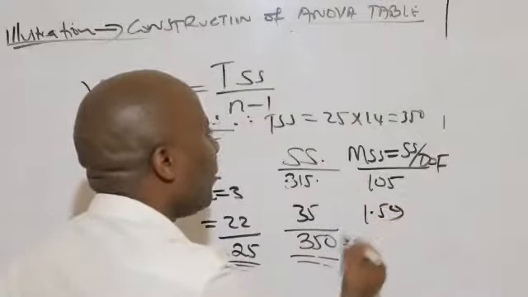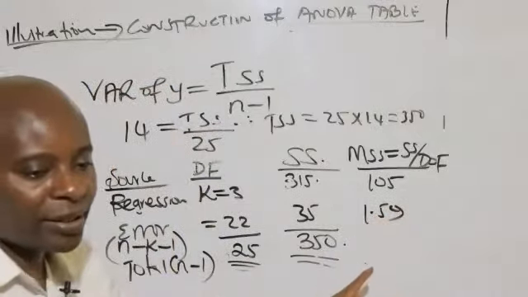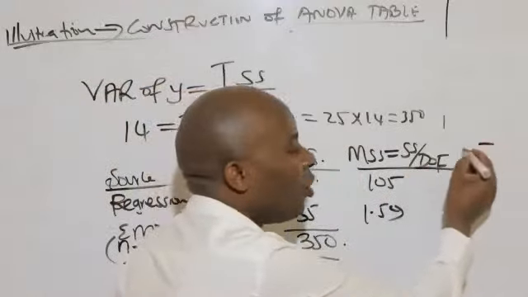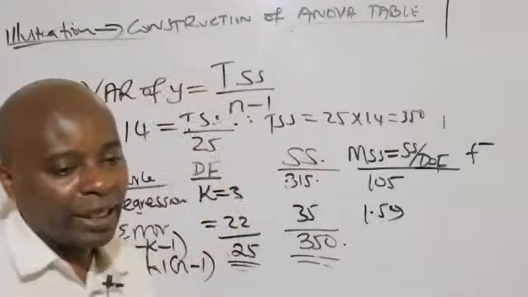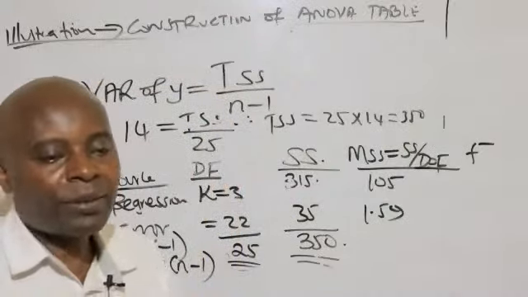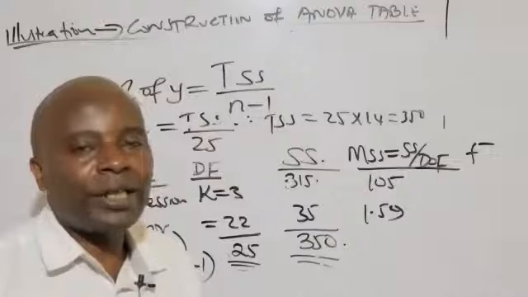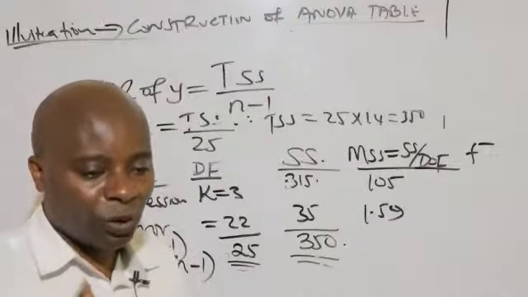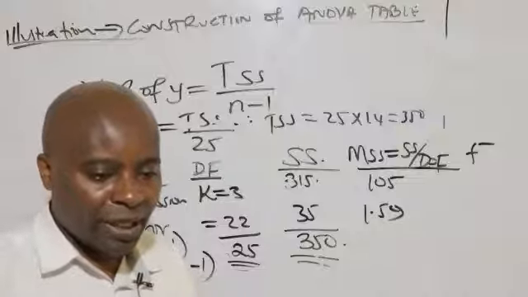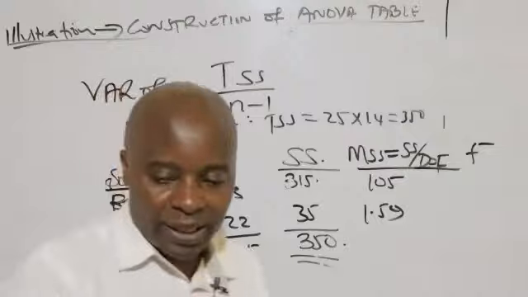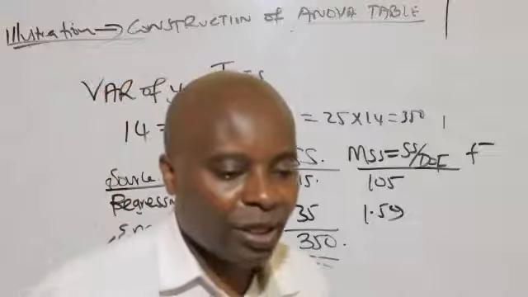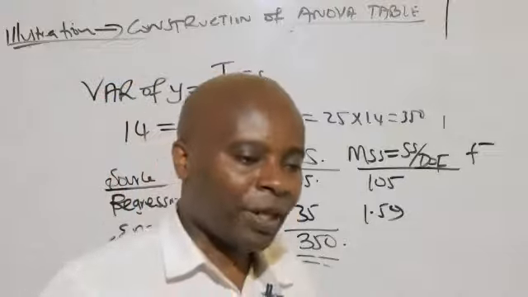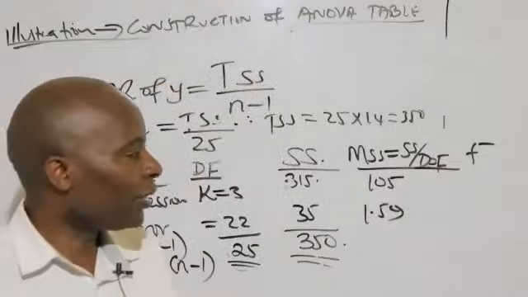1.59. Ladies and gentlemen, it doesn't end here. Once I get this, I need to create a column of F. F should be the last thing, but most students have forgotten how to get this F. I'm 100% sure very many students can't remember the formula of getting F.